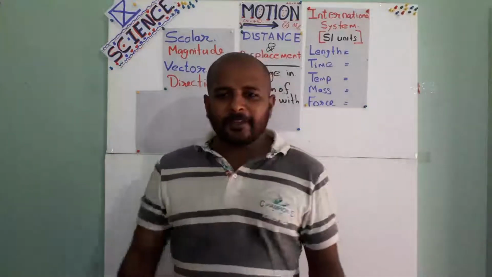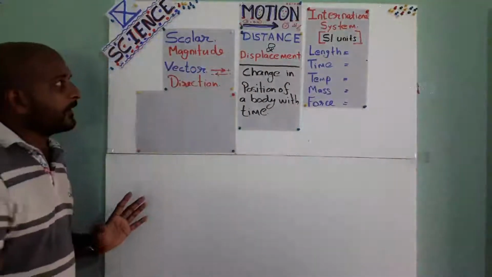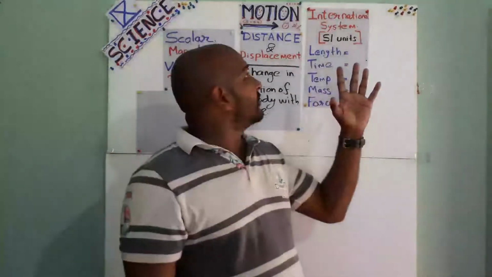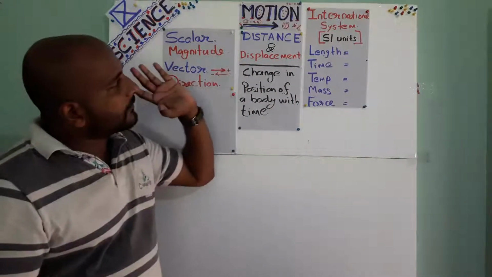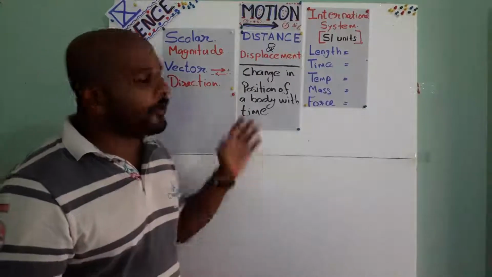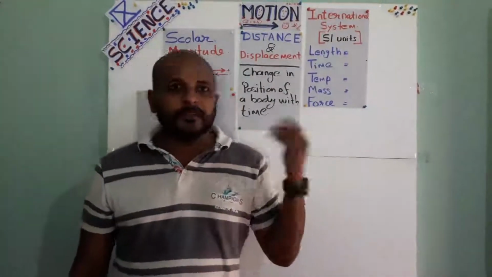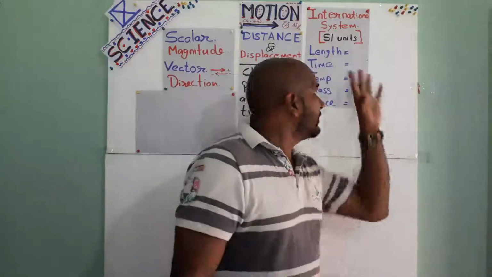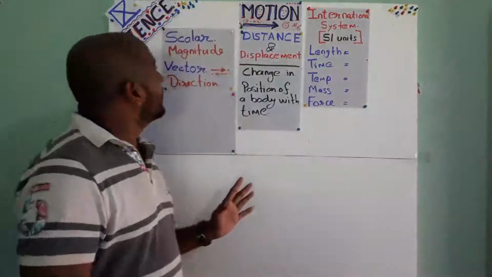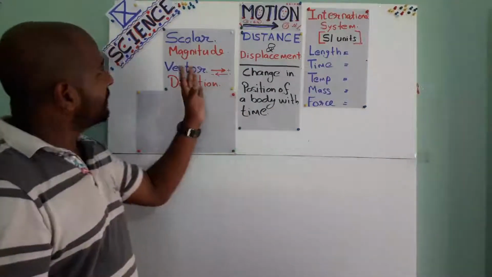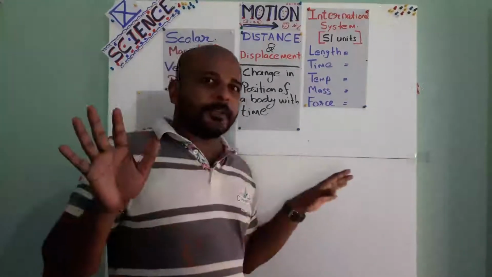Motion can be described in terms of distance moved or the displacement. So today we will discuss distance, displacement, scalar quantity, vector quantity, magnitude, direction, and the international system or SI units, which we use not only in physics, chemistry and biology, but in all of mathematics. These international units are the same. So let us start with this.